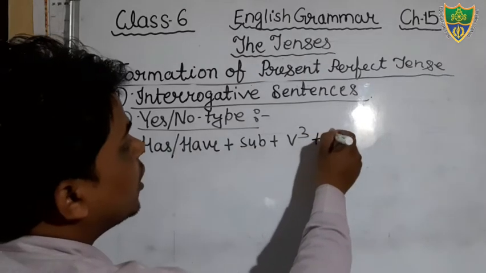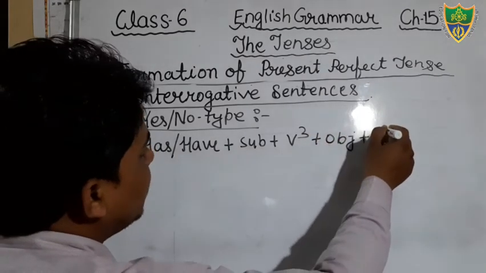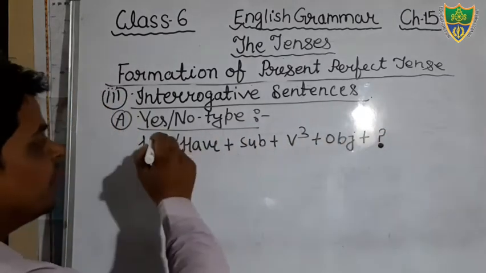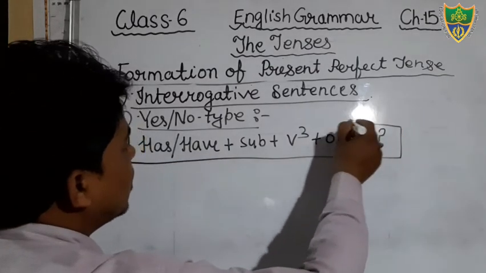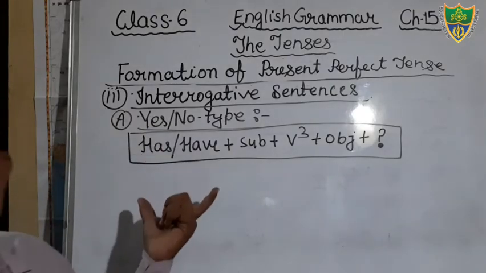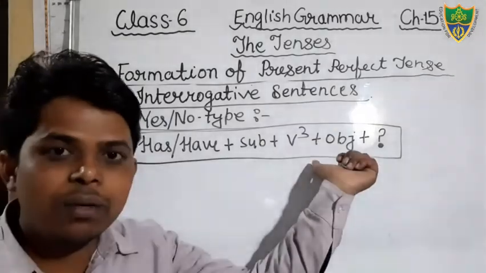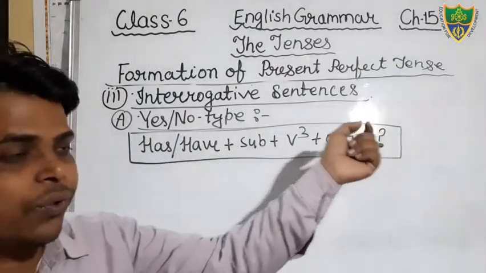If there is an object, you will mention the object. If there is no object, you will not mention the object. And at the end of the sentence, we will not use the full stop, we will use the question mark. Okay, so this is the structure of SNO type. Keep it in your mind. Yes, see, there will be a helping verb at the beginning of the sentence, then the subject, then the verb in third form, then the object, then the question mark.